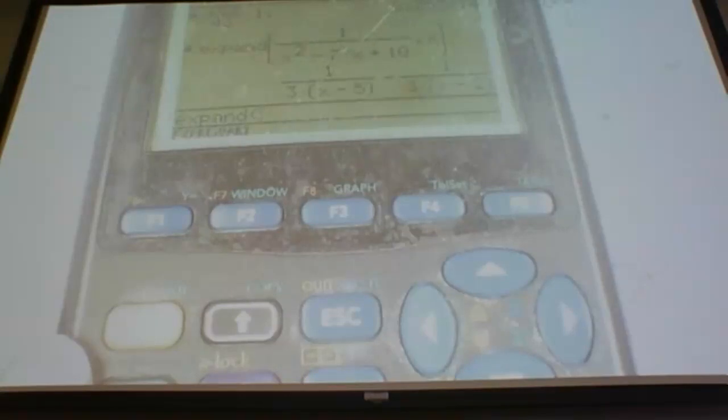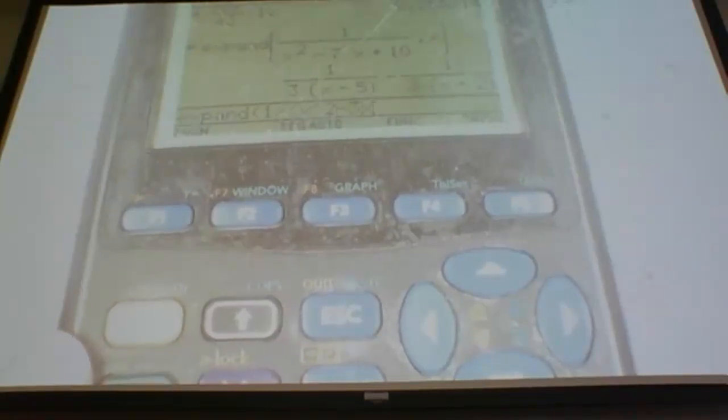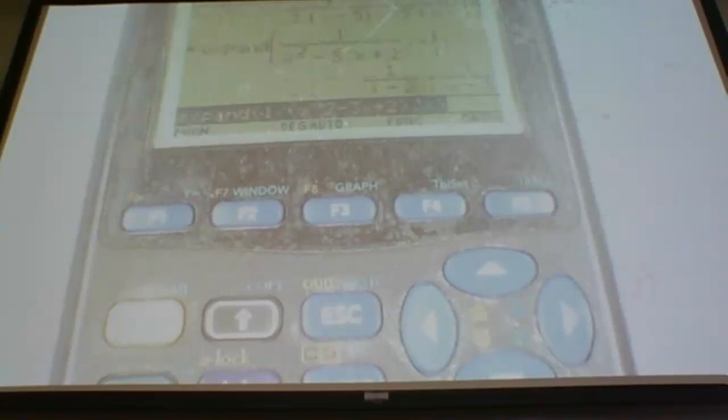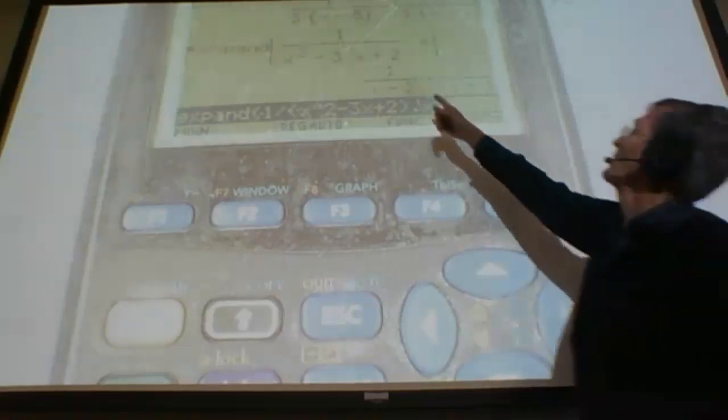What do I want to expand? The one I want to expand this time is 1 over x squared minus 3x plus 2, so I'll push 1 divided by parentheses, x caret 2 is x squared, minus 3x, and if you put the number first, you don't need the times on this calculator, plus 2, close parentheses. I'm going to expand that quotient, but it needs to know the variable to expand with respect to, so I put comma x, close, and there it is. I push enter, here's what I get back. Pretty print shows up above it now.